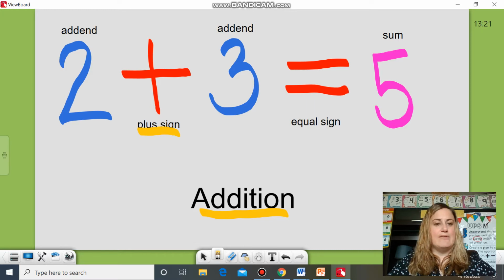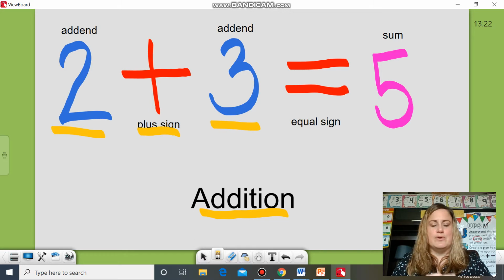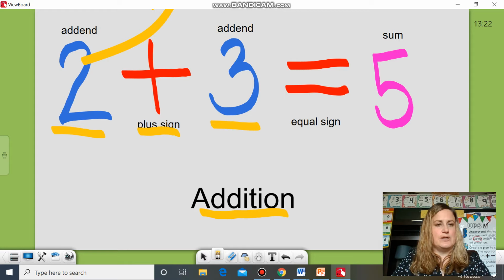So here I have my number 2 and my number 3. And you'll see above each number is the word addend. That's a tricky word. I just want to tell you about it. If you don't remember it, that's okay. The word addend are the numbers that you are adding together. So that's what these numbers are called, addend. Whoops, I made a little mark. Oh well. So the 2 is an addend and the 3 is an addend.